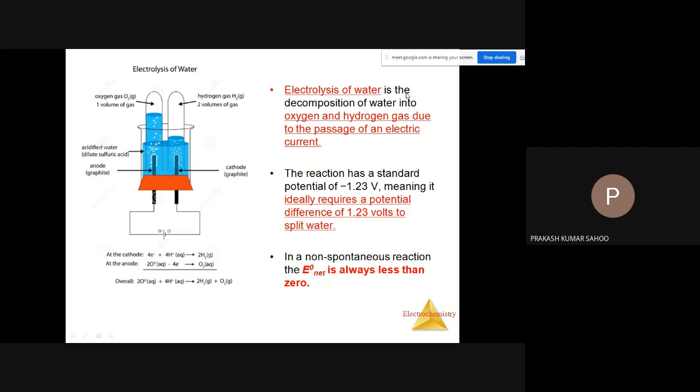So electrolysis of water is the decomposition of water into oxygen and hydrogen gas by passing electricity. The reaction has a standard potential of minus 1.23 volt, meaning that ideally it requires a potential difference of 1.23 volt to split water. This is the potential difference, 1.23 volt. So in a non-spontaneous reaction, the E0 net is always less than 0.